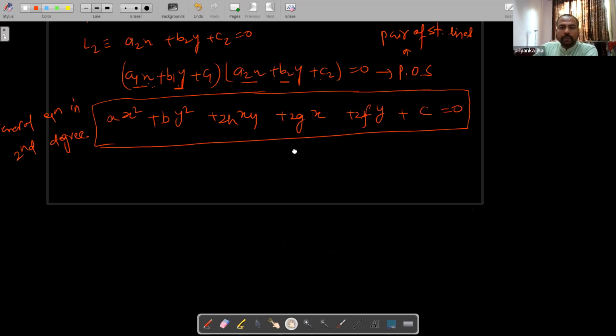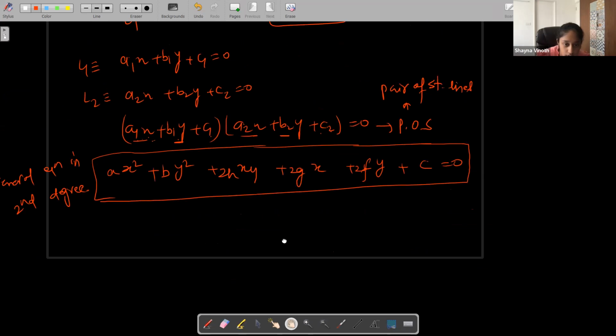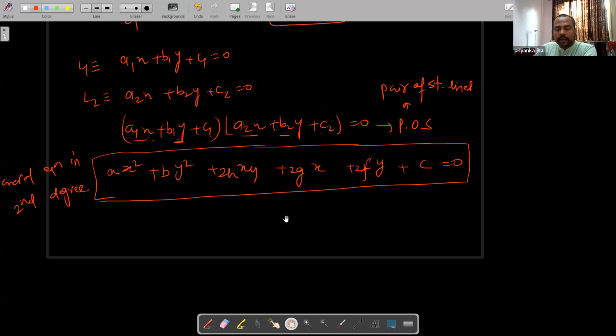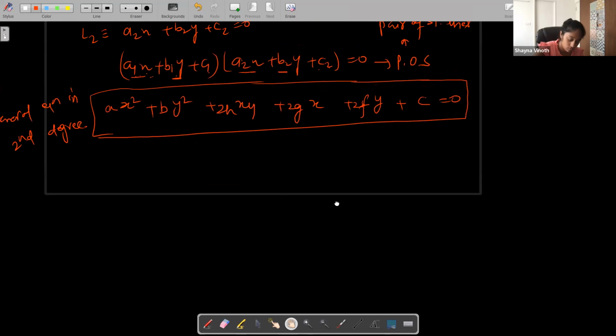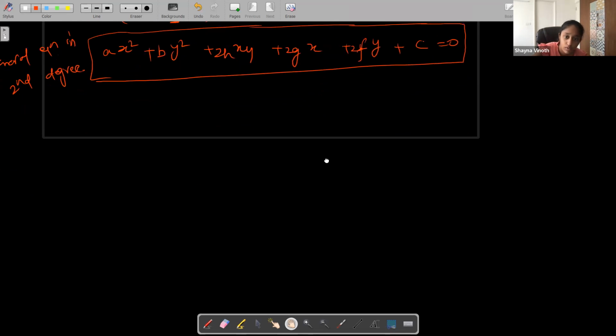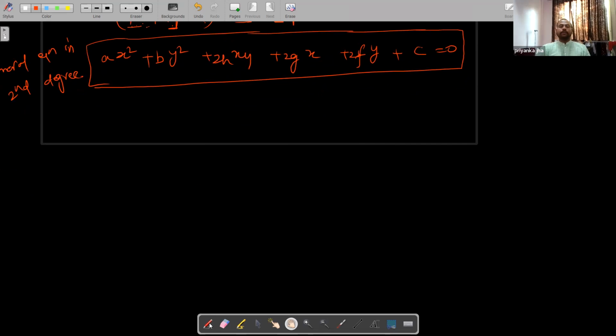Now you just have to remember 2hxy, right? Then 2gx, 2fy plus c equal to 0. Done. Now, this is the general equation of second degree. You have to remember this. This curve may represent any type of curve like circle, hyperbola, ellipse, parabola, straight line, and also a pair of straight lines. So suppose you are given this kind of equation and you are supposed to find which curve it actually represents.